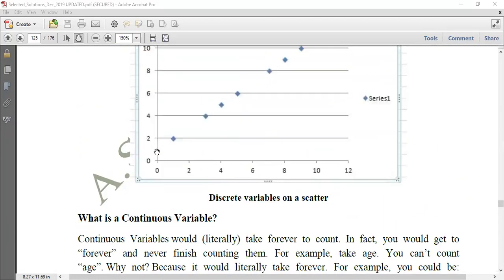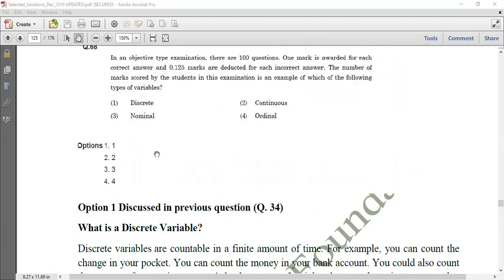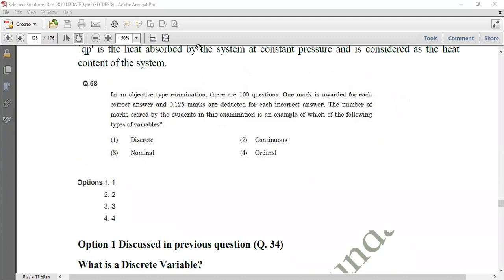So if I see these definitions, I will definitely go for discrete, because whatever marks a student will be getting in this, I can easily count them. The paper is out of 100 marks, and for each correct answer, 1 mark is given and 0.125 marks is deducted. So they are finite. So discrete is the correct answer. It's an example of a discrete variable.